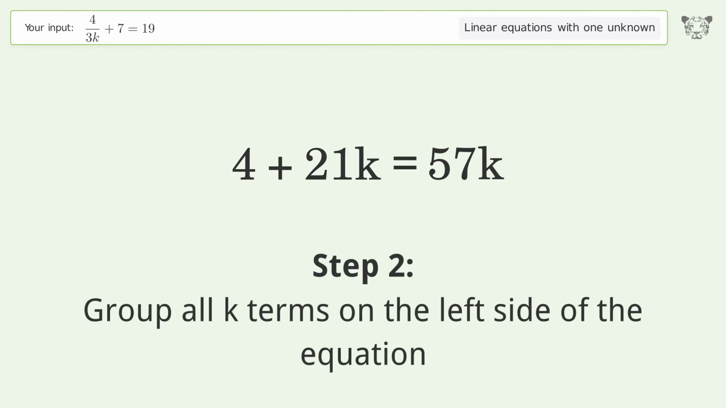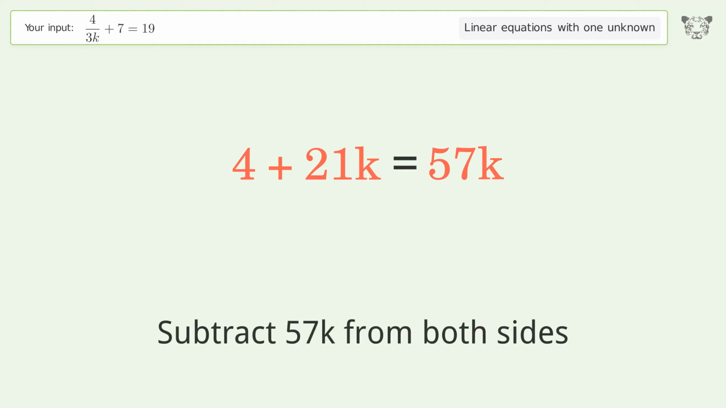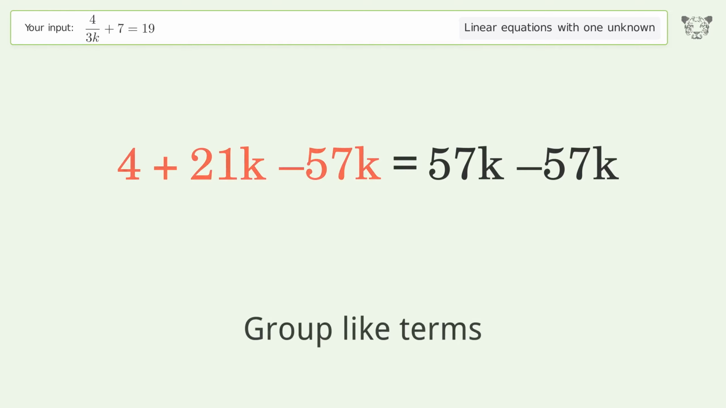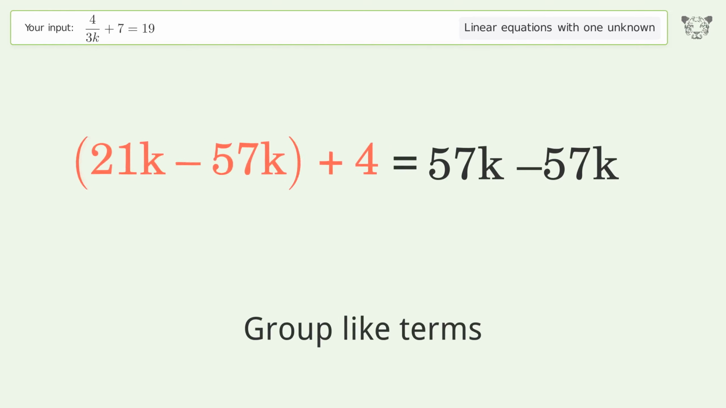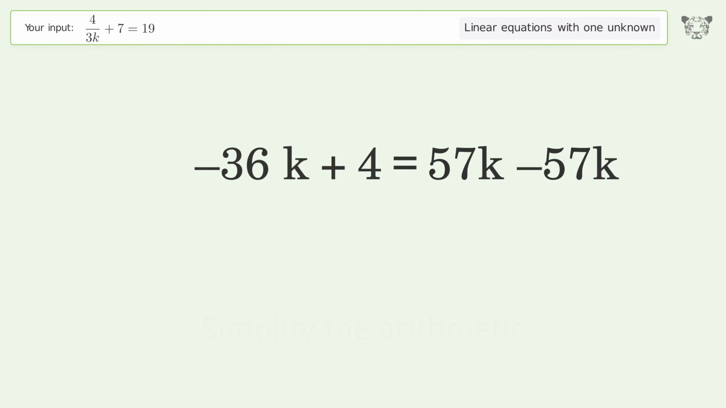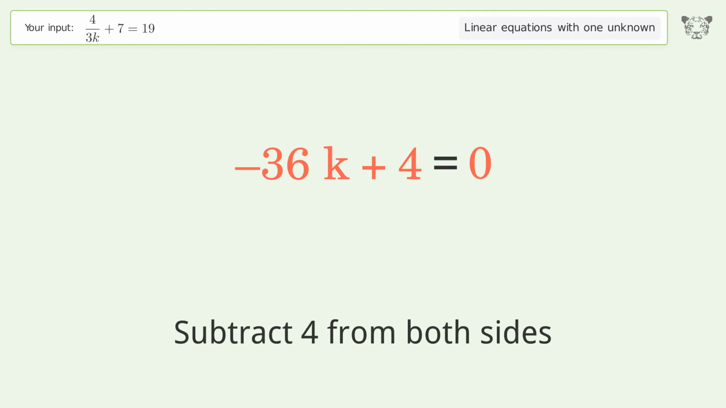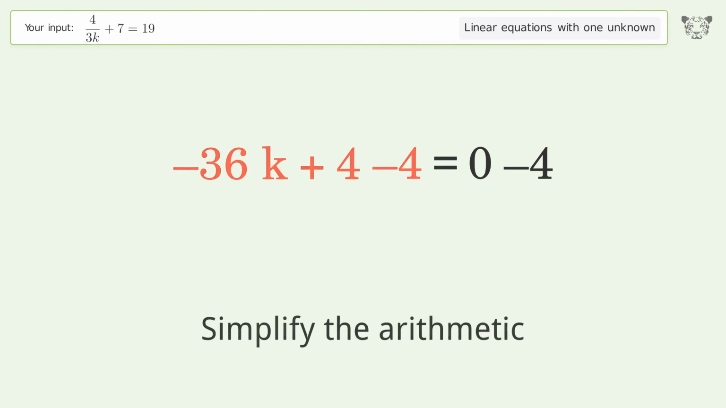Group all k terms on the left side of the equation. Subtract 57k from both sides. Group like terms. Simplify the arithmetic. Group all constants on the right side of the equation. Subtract 4 from both sides. Simplify the arithmetic.